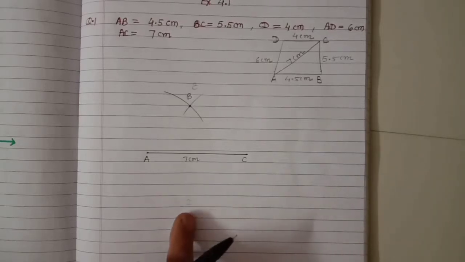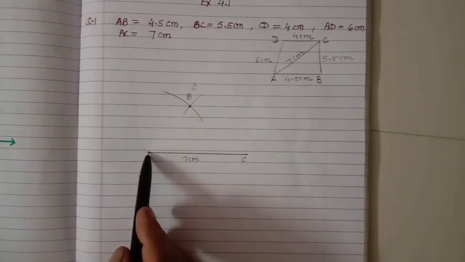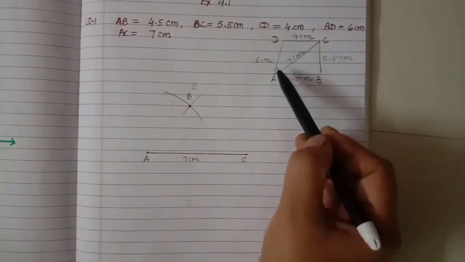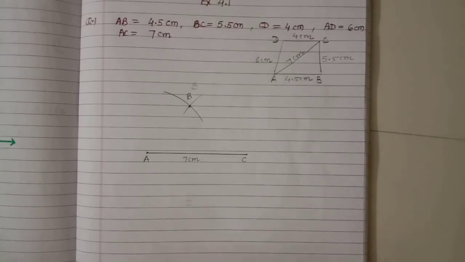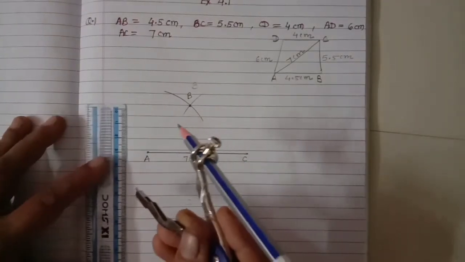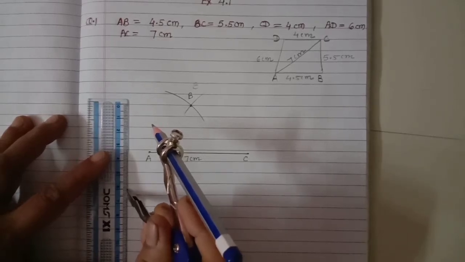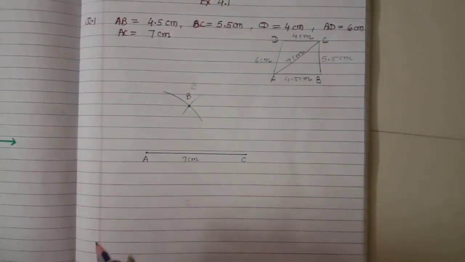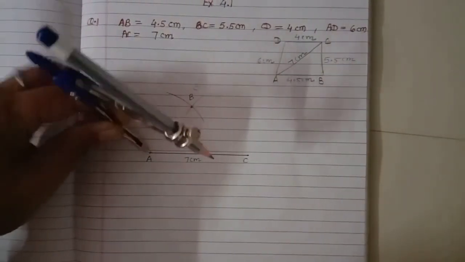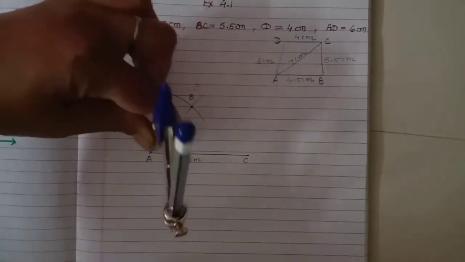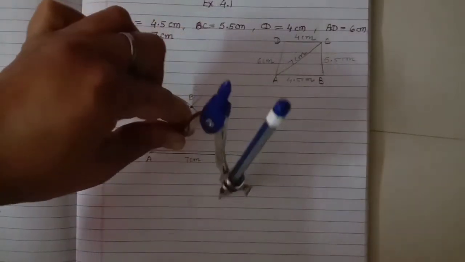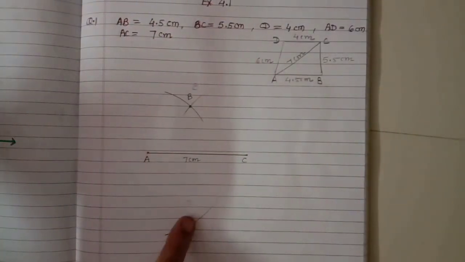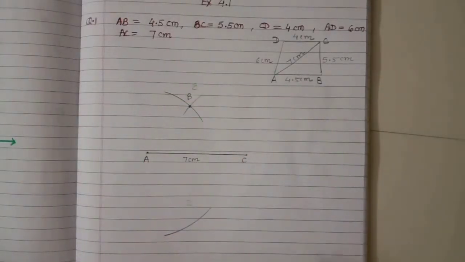Similarly, now we will find point D with centers A and C. Let's see, AD. What is the length of AD here? 6 centimeter. So with the help of the scale we will make an arc of 6 centimeter with center A, and we will make the arc in the downward direction of this AC, because this point D will come on the opposite side of B.